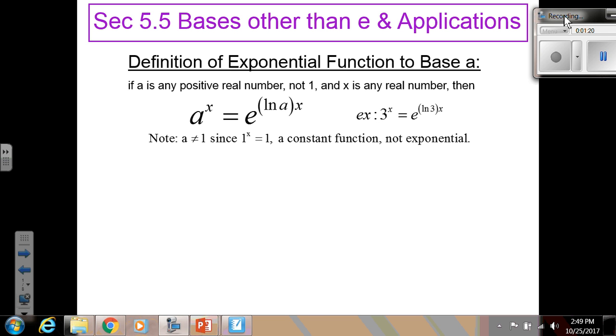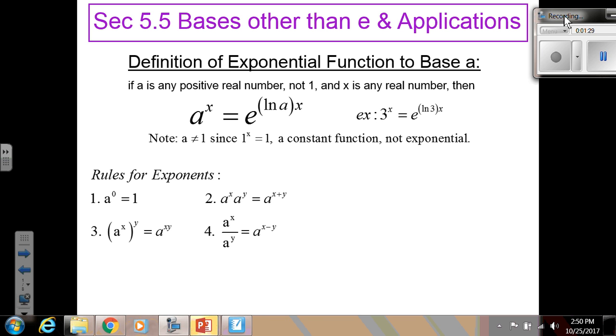Also keep in mind that a cannot be 1. Remember, 1 to the x is always equal to 1, and that's just a constant function, not an exponential. We also have those rules for exponents. a to the 0, remember, is 1. We can add exponents together if they're the same base. Rule number 3 is what I was just talking about. If I have a to the x raised to the power y, that's the same as a to the xy power.